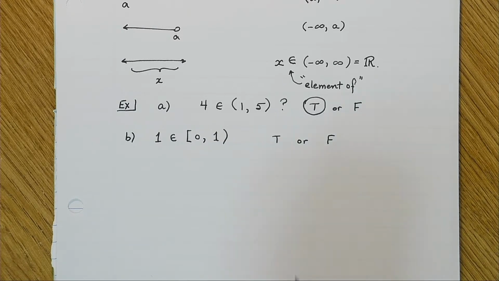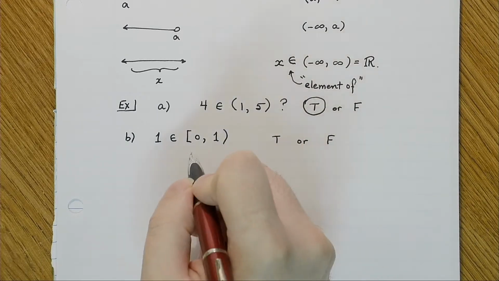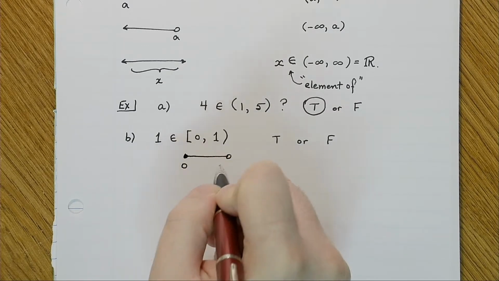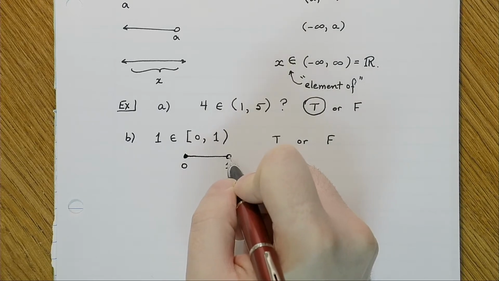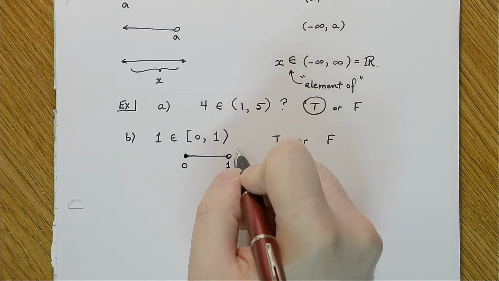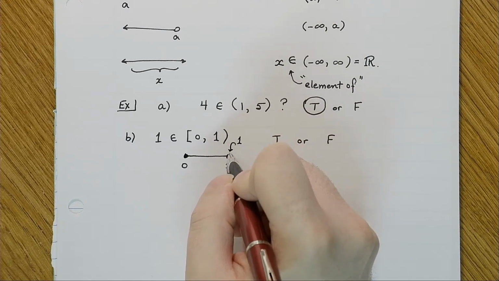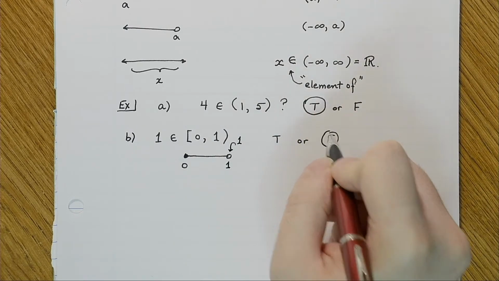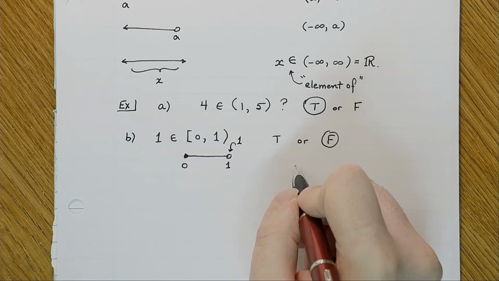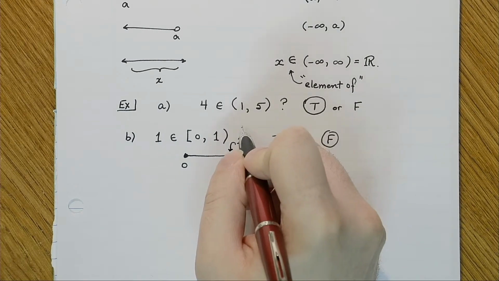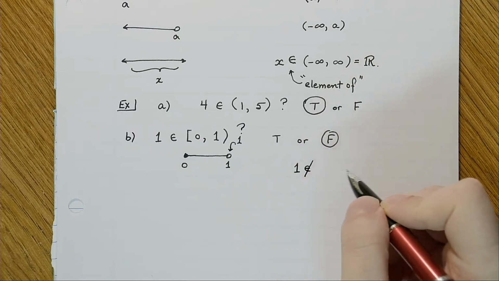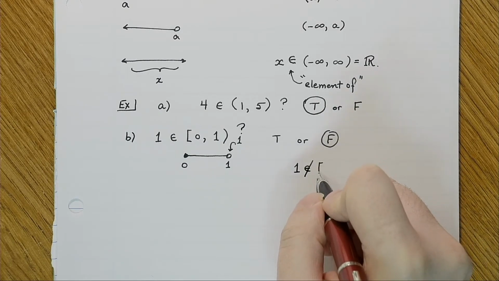And the reason for that is, if I draw out the little interval diagram from 0 to 1, this 1 isn't included in it. There's a hole in it. So we use the round bracket. 1 is here, but it's not included. So that is false. Sometimes, if I was writing this, I would say that 1 is, I'll put a line through it, not an element of 0, 1.